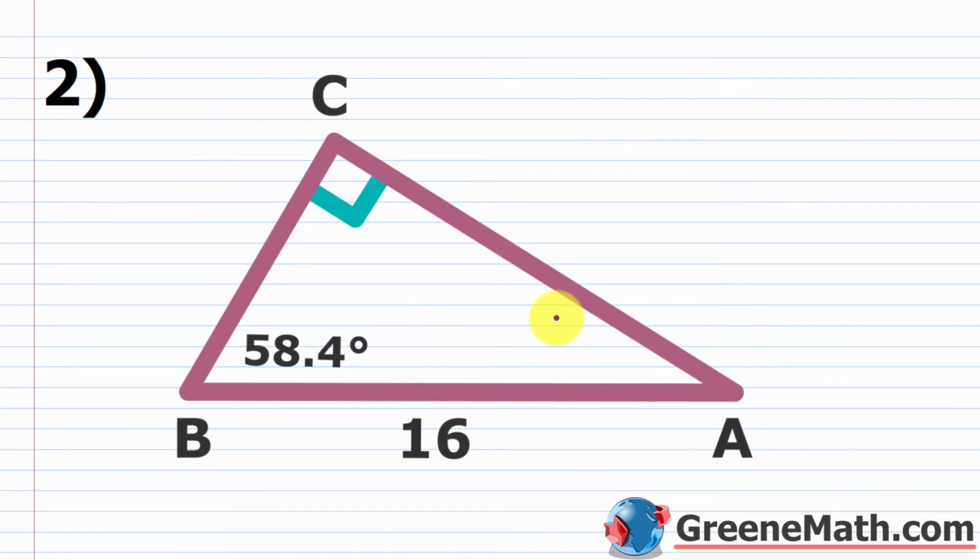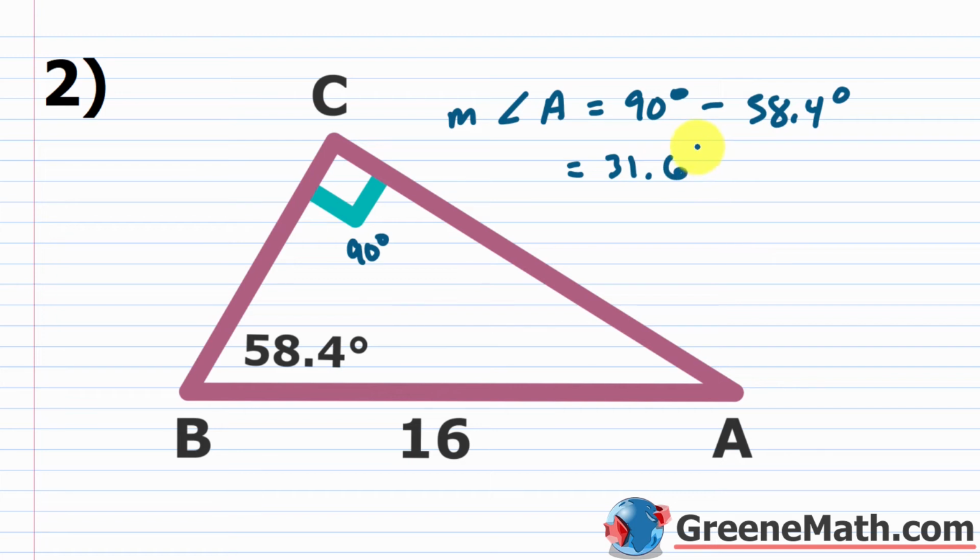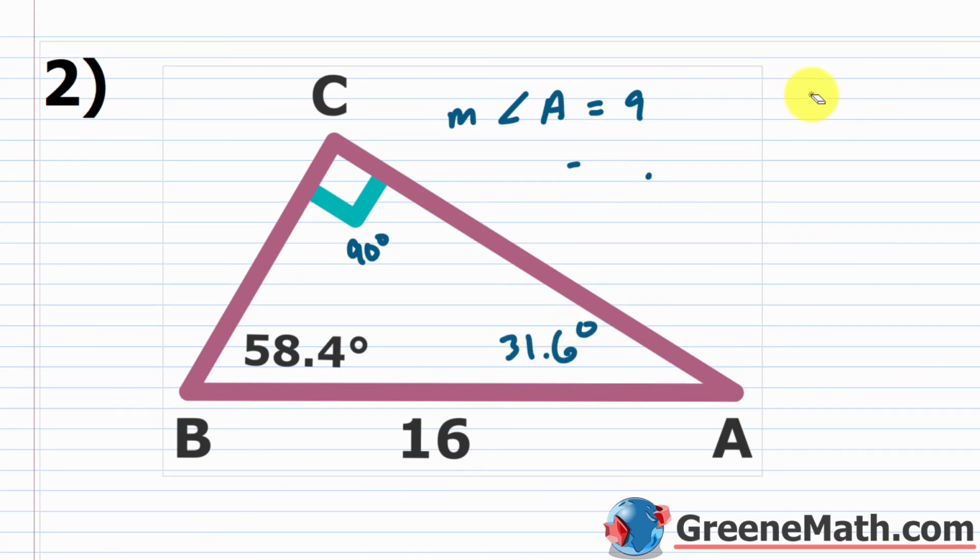Okay, let's take a look at problem number 2. Again, the quickest thing I can do is to figure out the measure of this angle A. This is missing here. So I know that this one is 90 degrees. And so again, this angle B plus this angle A, those guys are complementary angles. So the measures will sum to 90 degrees. So I can say that the measure of angle A is equal to 90 degrees minus this given angle measure, which is 58.4 degrees. So that's going to be 31.6 degrees. So let me write that in. So 31.6 degrees.